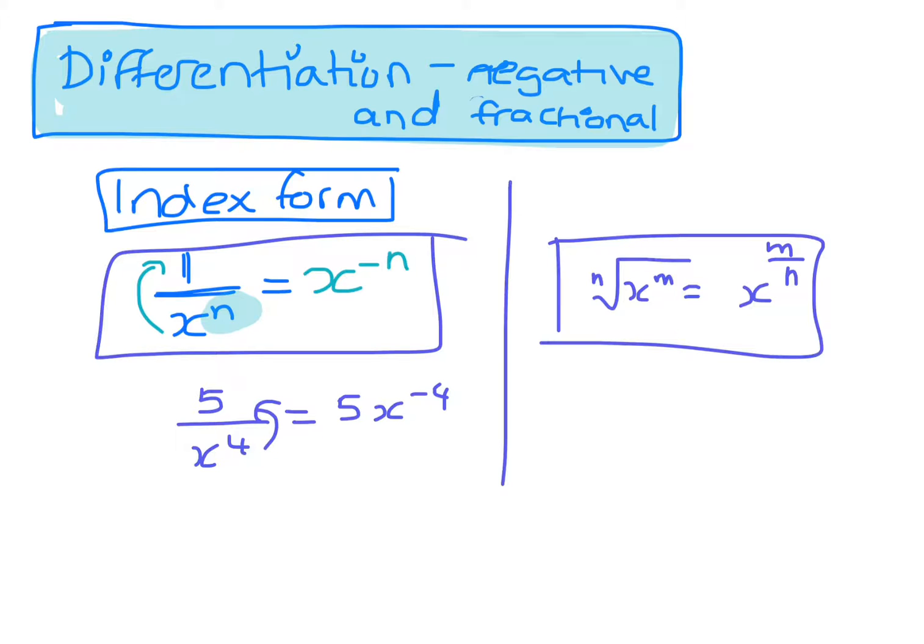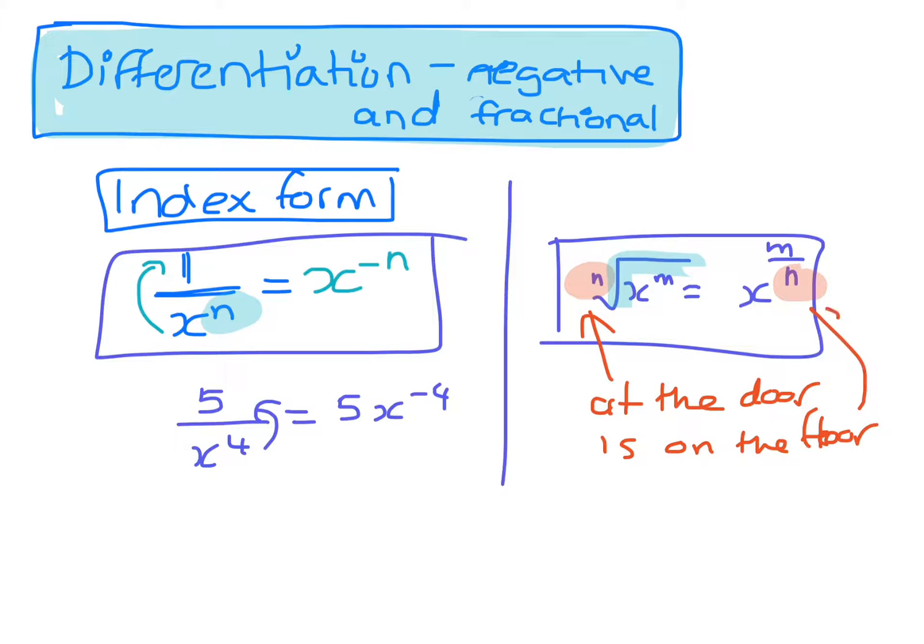And just a little way to remember this, if you look at that, you might notice that the n is at the outside of this thing. So we call this like a house, and the n is at the door. So a way to remember it is: at the door is on the floor. So that's that one there.